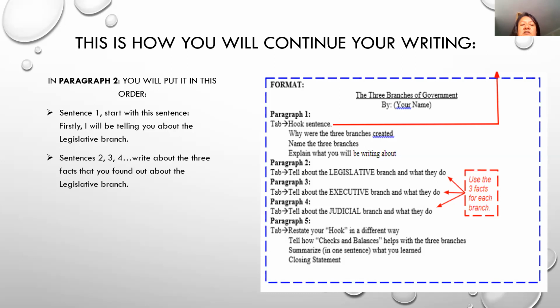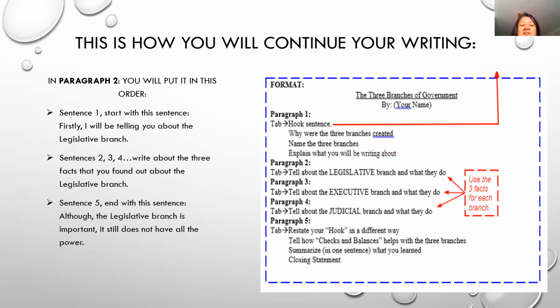Sentence 2, 3, and 4, write about the 3 facts that you found out about the legislative branch. That is on a separate paper where it asks you to find 3 facts of the legislative branch. Use those facts to write it for sentence 2, 3, and 4. Sentence 5, end with this sentence. Although the legislative branch is important, it does not have all the power.